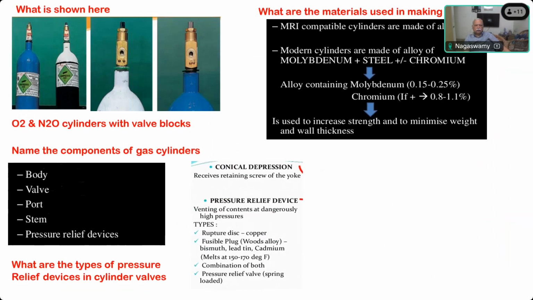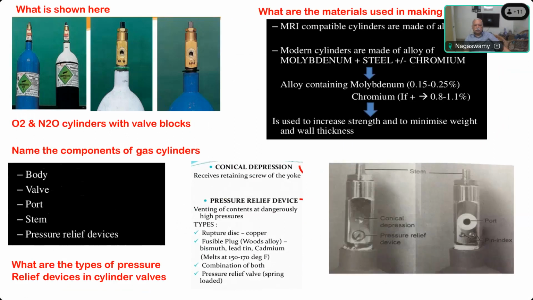Pressure relieving devices are here. This is again the picture which I showed you earlier. This is the conical depression where the retaining screw will come and fit. By tightening it, you will be pushing the cylinder more towards the pin index pins, and it will prevent any leak occurring and also hold the cylinder.